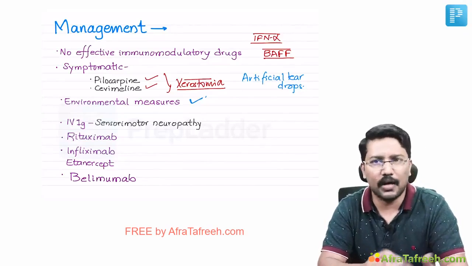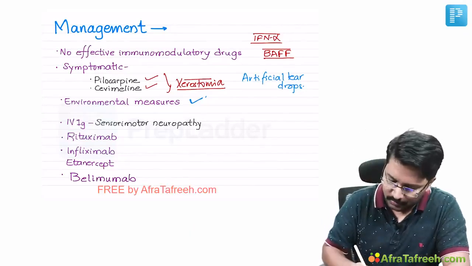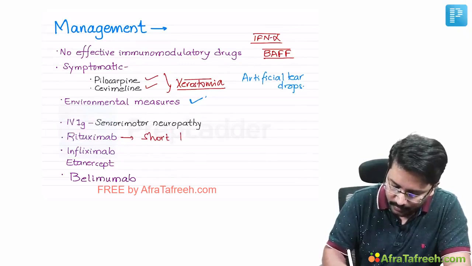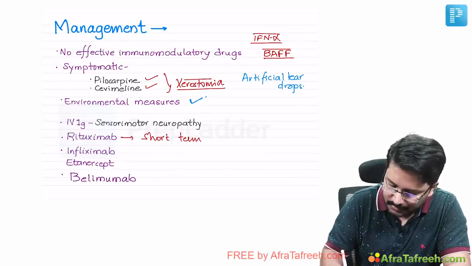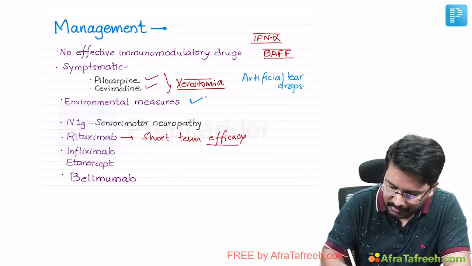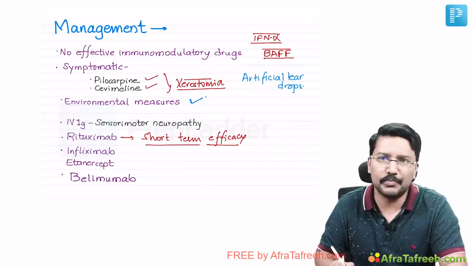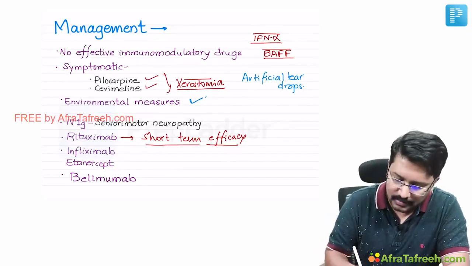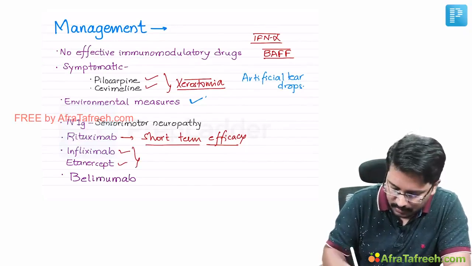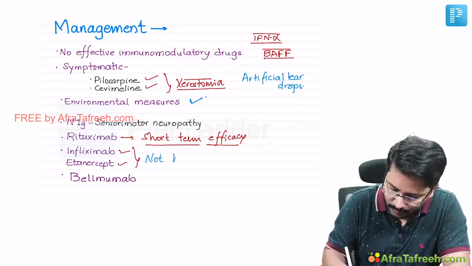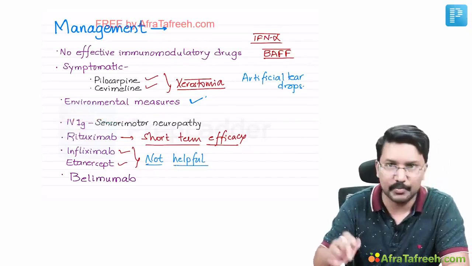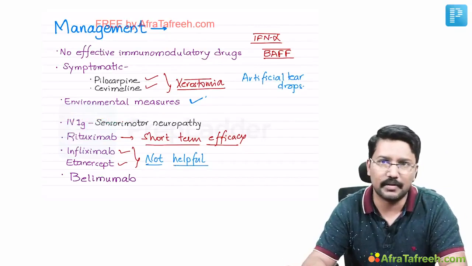Most other drugs have failed the trials, right? Rituximab has shown some short-term efficacy in reducing the lymphocyte infiltration and improving symptoms in terms of patient-perceived symptoms. There are studies which have studied infliximab and etanercept, and they were not helpful, right? The studies clearly show that they make no difference in terms of patient-perceived symptoms as well as disease activity.